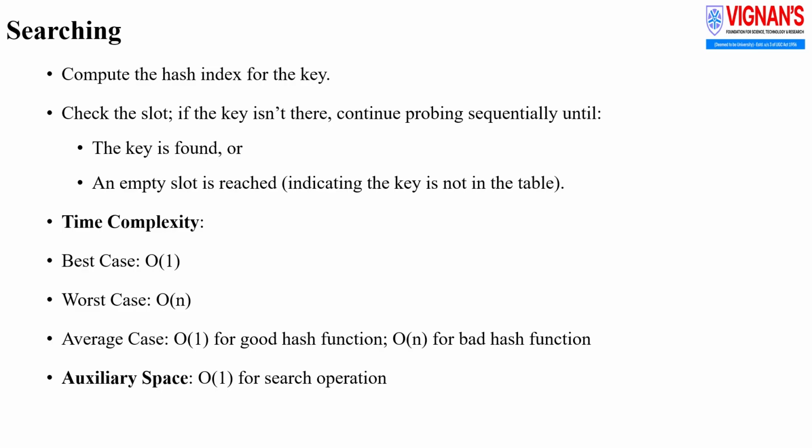Now, let us consider the time complexity. In the best case, the search operation takes O(1) time when the key is found at the first computed position. In the worst case, the search operation takes O(n) time when the table is nearly full and many slots must be checked. In the average case, search takes O(1) time for a good hash function and O(n) time for a poor hash function. The auxiliary space complexity for the search operation is O(1).